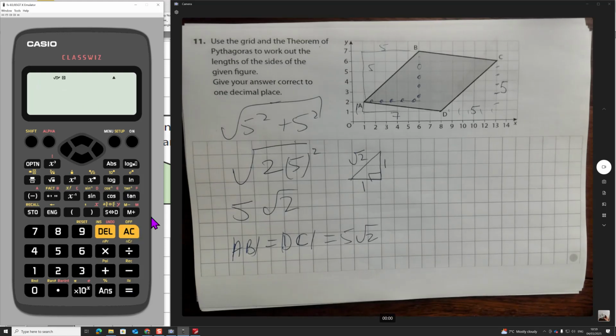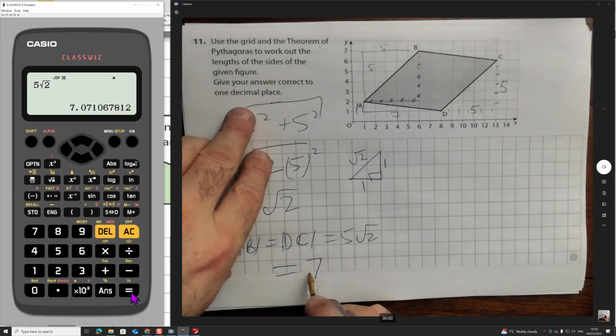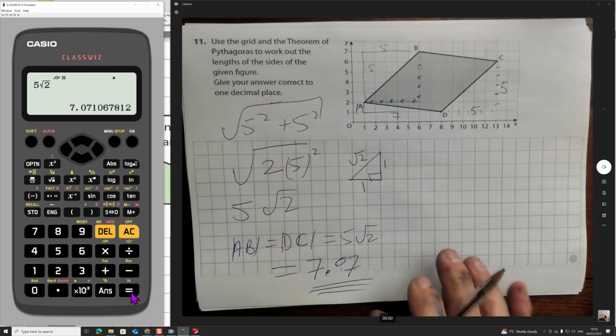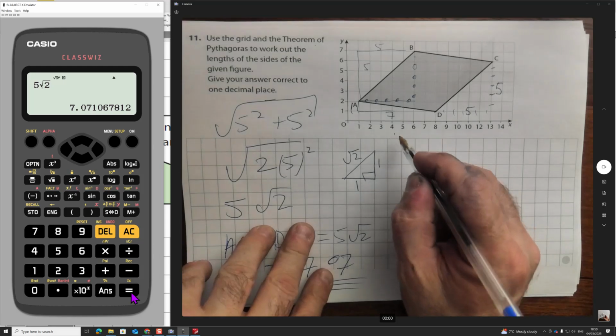Of course, I still might want to plug it in the calculator, but I'll plug it straight in at 5 root 2, confident that I got it right, and go straight for a shift equals. Okay. Equals 7.07. Look, I'm not going to 1 decimal place, I'm going to 2 decimal places.